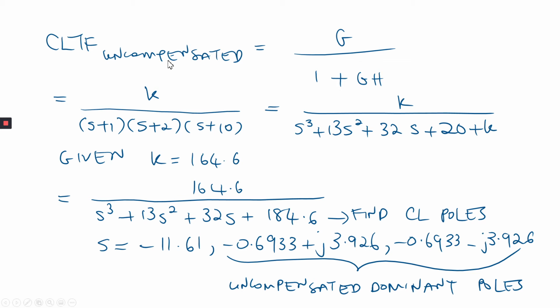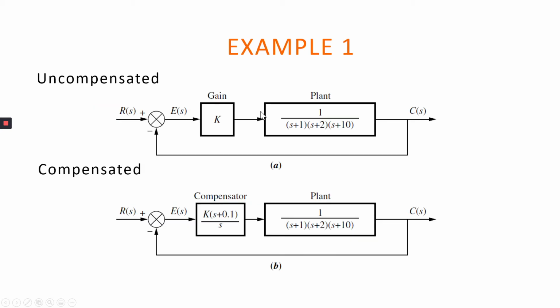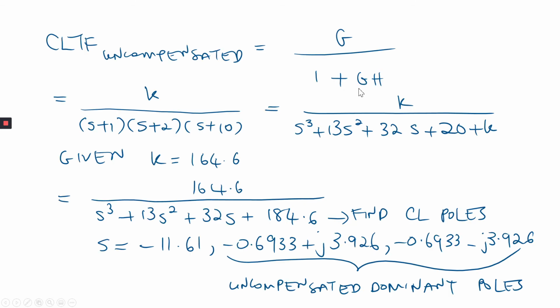So this is the closed loop transfer function. From the block diagram, find the closed loop transfer function Kg over 1 plus Kg. In this case H is equal to 1, unity feedback. Okay, H is equal to unity feedback. So this is the open loop transfer function, and this is the closed loop transfer function.